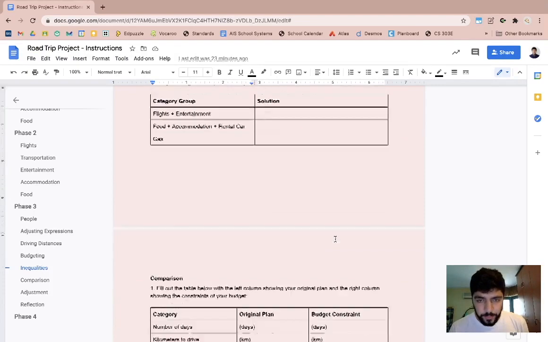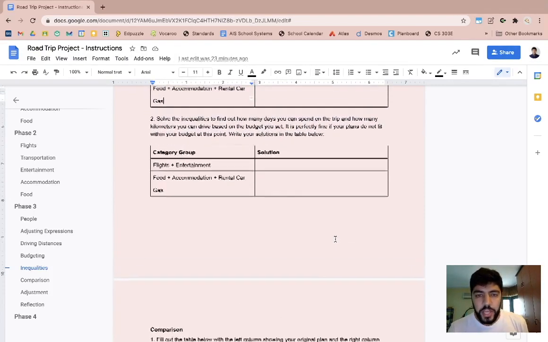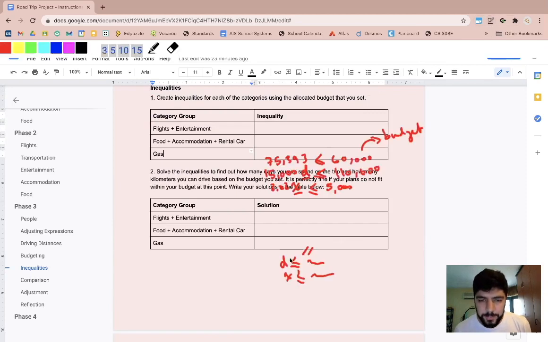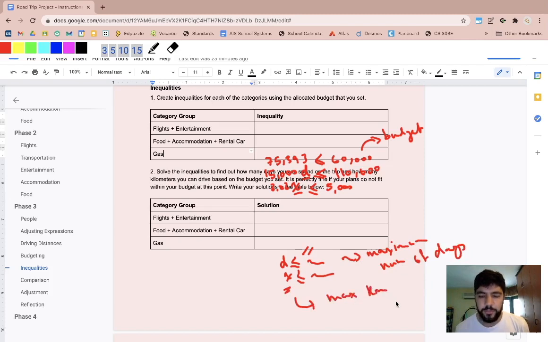Now, once you have your solutions, what they mean is, let me bring this back. When I say D is less than a certain number, this means that this number is your maximum number of days that you can spend. And here the X is going to be the maximum number of kilometers that you can drive. So you'll have constraints, and by constraints I mean limits. This is the maximum number of days you can spend on the trip. This is the maximum number of kilometers that you can drive.